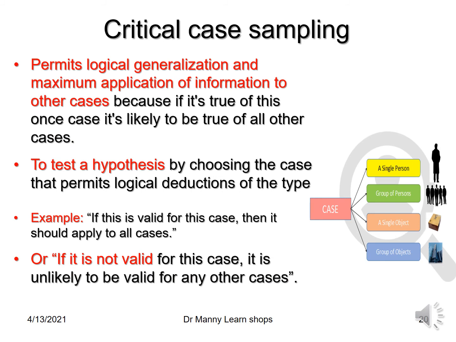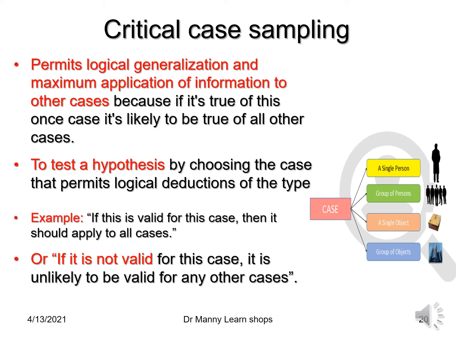Then you've got critical case sampling. And this permits logical generalization and maximal application of information to other cases. Because if it's true in one situation, it will probably relate to other situations, so it can be generalized. And typically this is done to test a hypothesis. And typically it's done in quantitative research, but it can be done in qualitative research or as a mixed method. And this tests a hypothesis by choosing a case that permits logical deductions of the type.